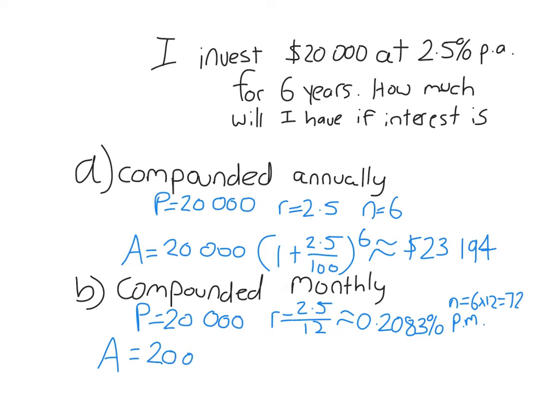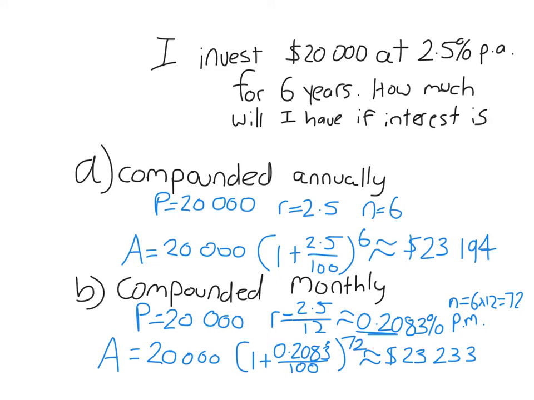So it's P times 1 plus, so R here was 0.2083. It was actually 3 recurring. That's why I put the dot there. So you need to divide that by 100 still. A lot of people forget to do that if R is less than 1. And then I'm raising that to the power of 72. And again, I just put that in my calculator. The answer I get, to the nearest dollar again, is 23,233. So you can see it's slightly more than if I compounded annually. So just make sure if you're doing compound interest questions, you've got the R and the N correct.